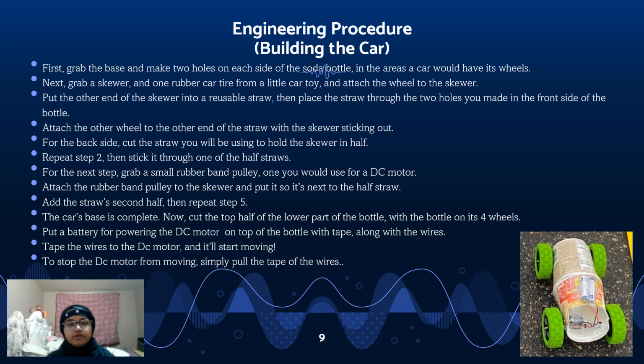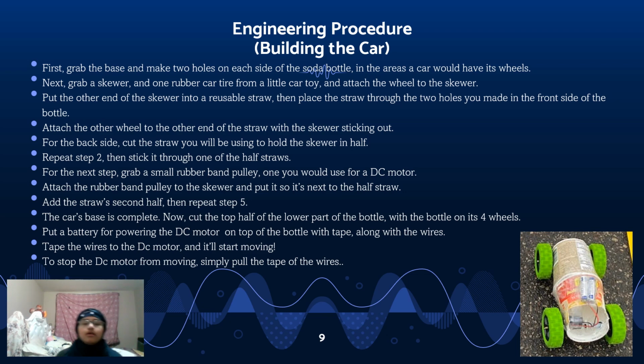Engineering procedure for building the car. First you need to get your base, and then you need to get a skewer and put it in one of the wheels, and as you can see you're going to put a straw on top, and you're going to put the car straw through with the wheel, and you're going to put the other one. As you can see in this photo, that's how it worked, and you just do it on both sides.